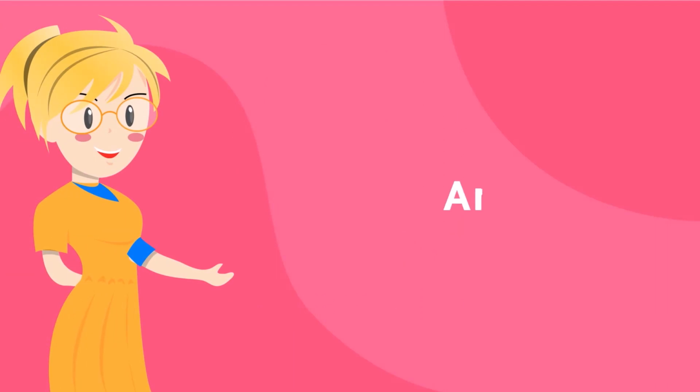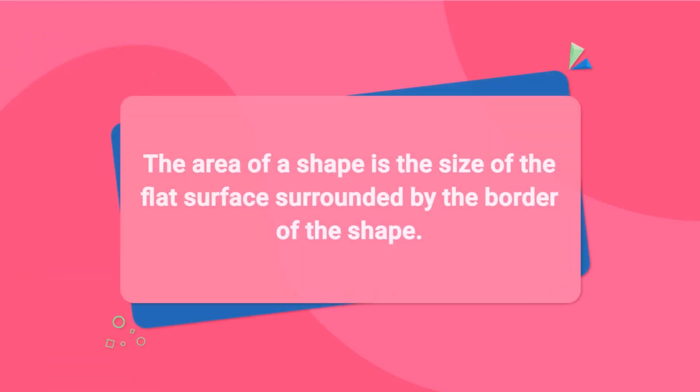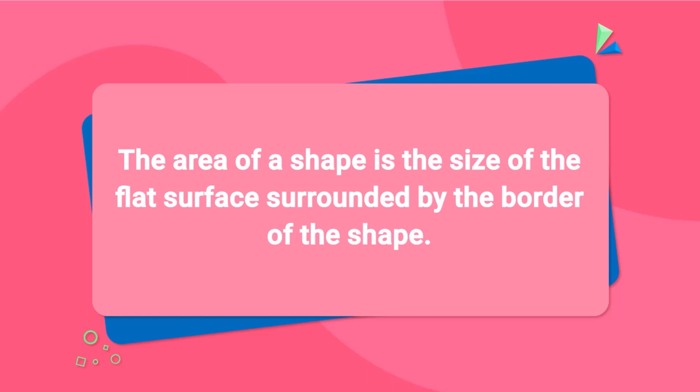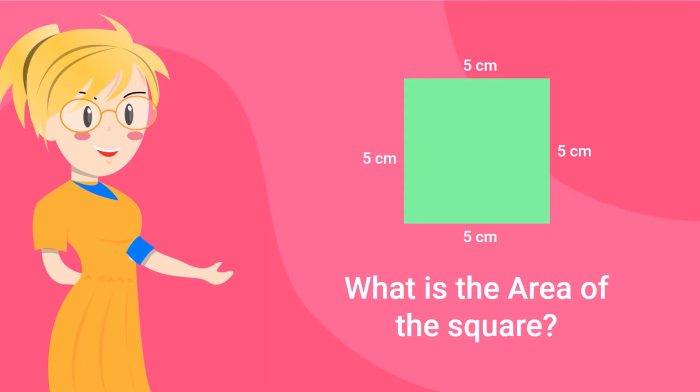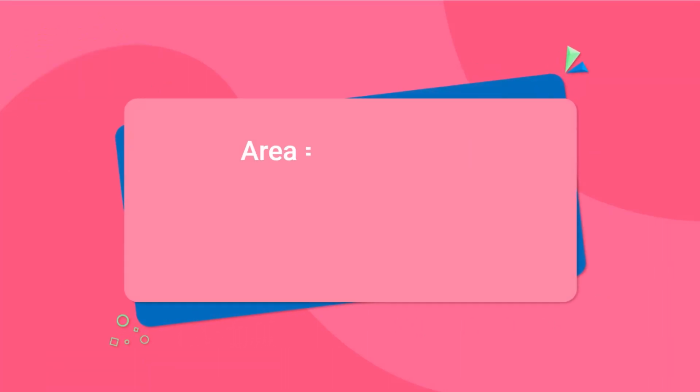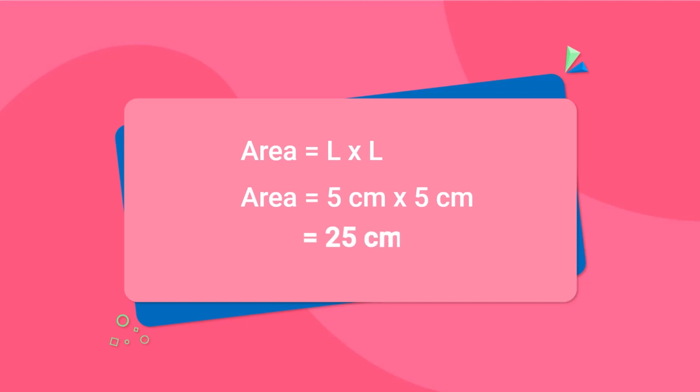Now, let's talk about area. The area of a shape is the size of a flat surface surrounded by the border of the shape. Let's look at how to find the area of a square. If we have a square with side length 5 cm, what is the area of the square? We use the formula length times length, meaning we calculate 5 cm times 5 cm, which gives us 25 cm square.